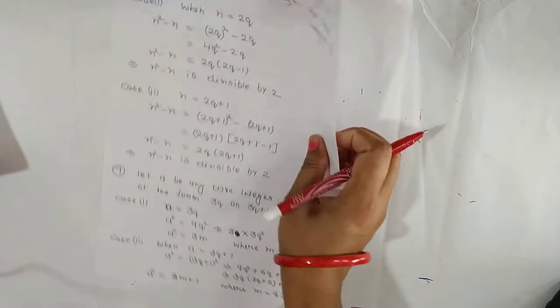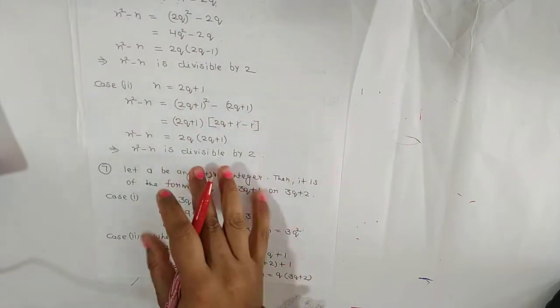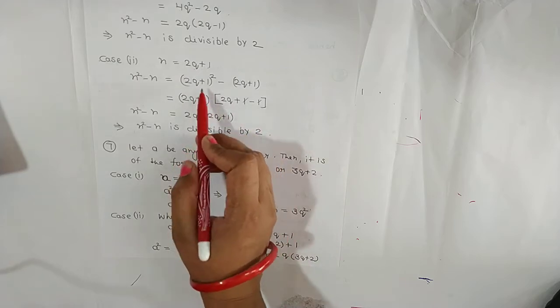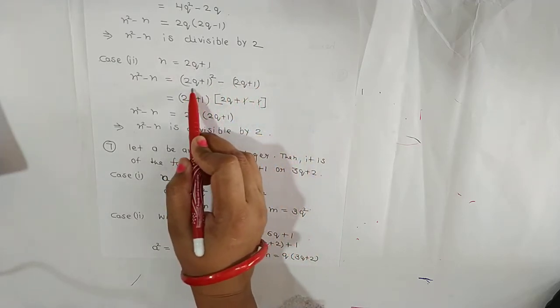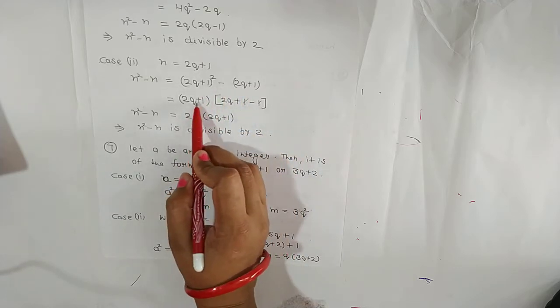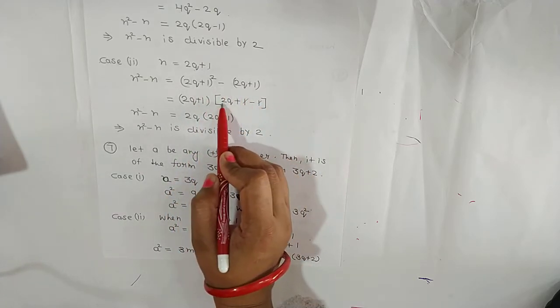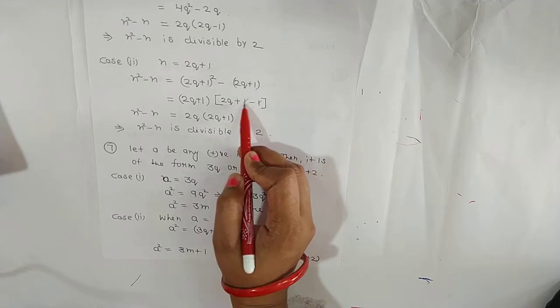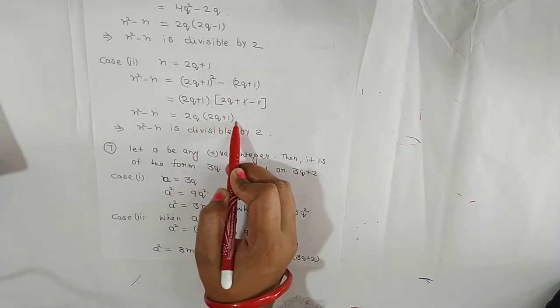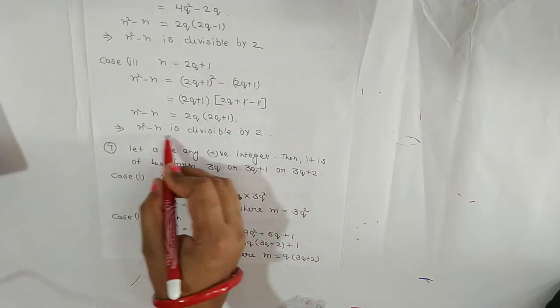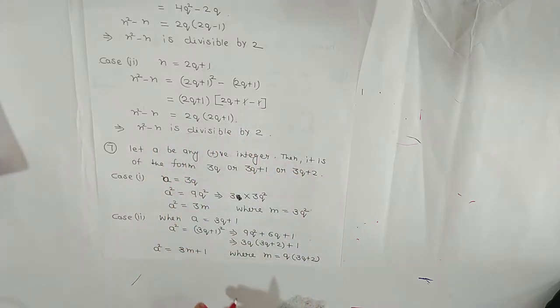Now we have to put n equal to 2q plus 1. So this is (2q plus 1) whole square minus (2q plus 1). Now in both the terms 2q plus 1 is common. Now remaining is 2q plus 1 minus 1, so it will be cancelled. So 2q in another bracket 2q plus 1. Okay. So it is divisible by 2.